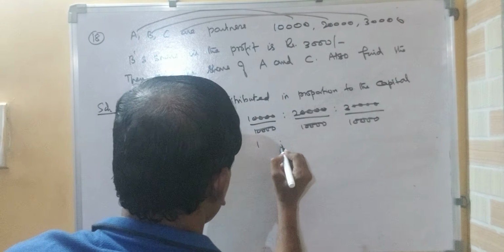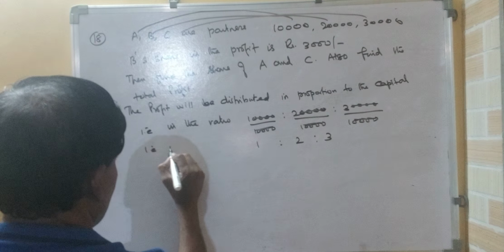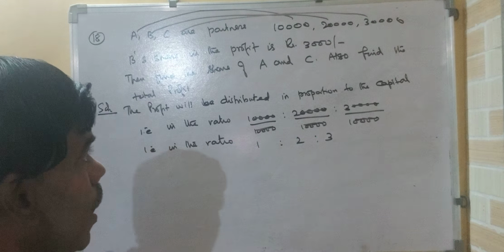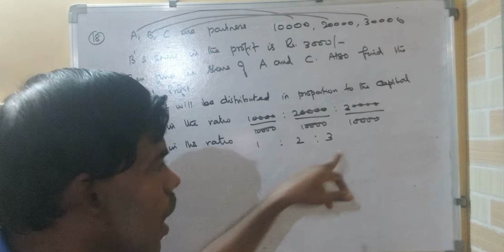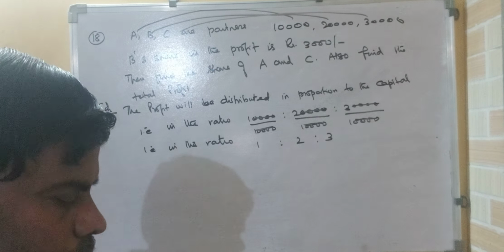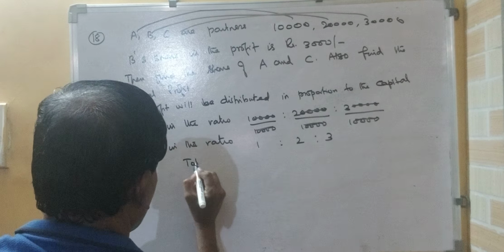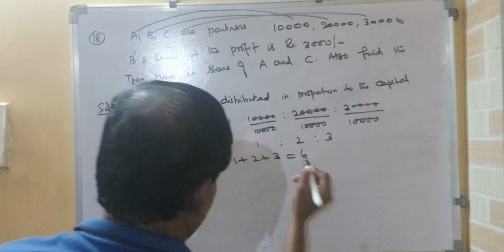So what is the ratio? 1 is to 2 is to 3. That is in the ratio. That means if A is getting 1 rupee, B should get 2 rupees, C should get 3 rupees. Okay. Now total, therefore, total equals 1 plus 2 plus 3 equals 6.